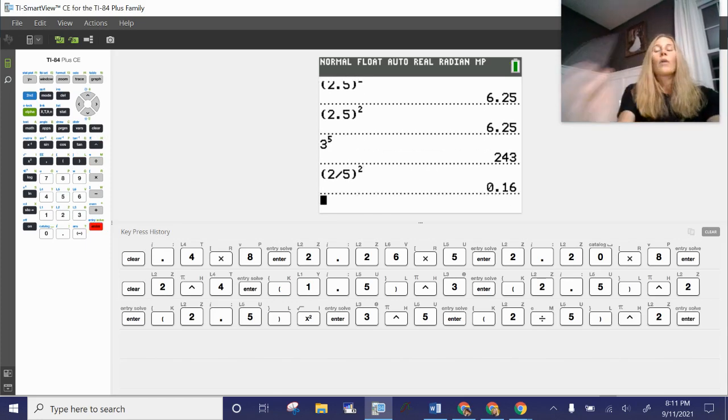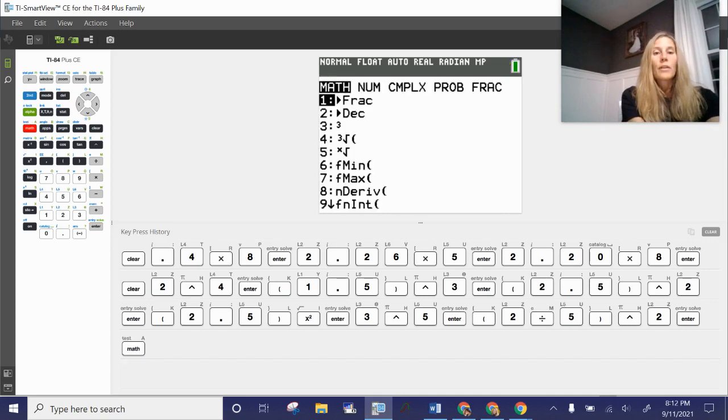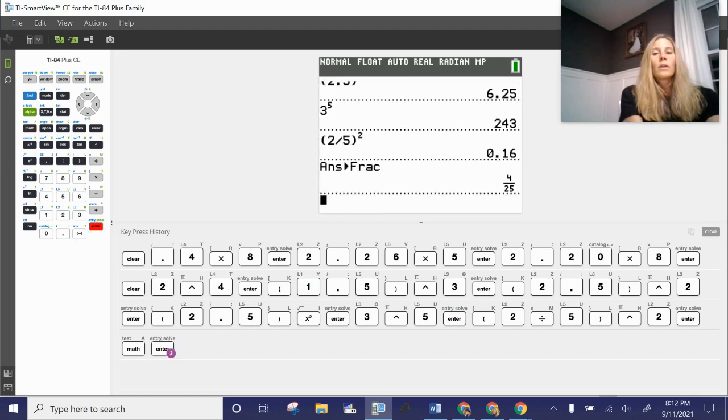And there's my answer. Now, a lot of calculators give you the answer as a decimal. If you have the graphing calculator, if you do math, the first thing that pops up is this fraction conversion here, and I just hit enter, it will convert that to that fraction.